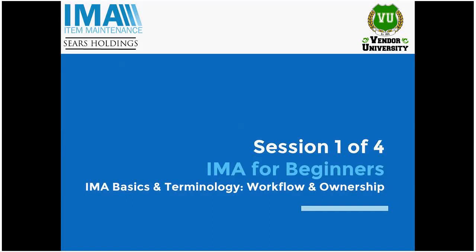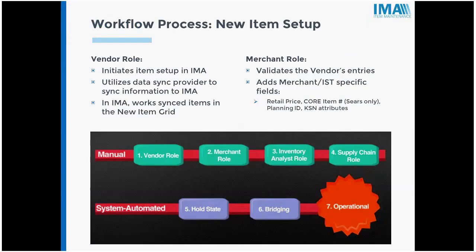Now let's take a look at workflow and ownership within IMA. The process starts with the vendor. They initiate the item setup in IMA. They'll use their data sync provider to sync information over, and then they'll go in and retrieve those items from their new item task list and put it on a new item grid and complete a few more fields and then approve. If they're creating cartons that have to be built manually, then they will build those cartons manually and then approve through the workflow.